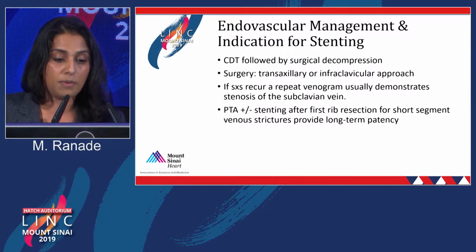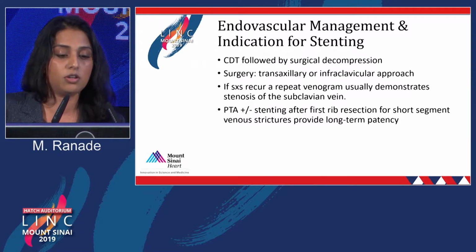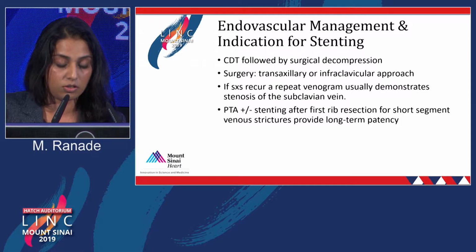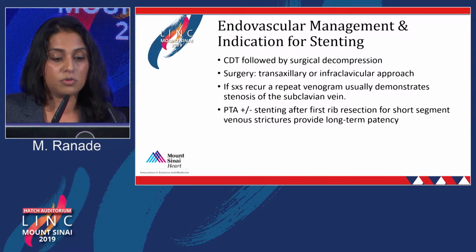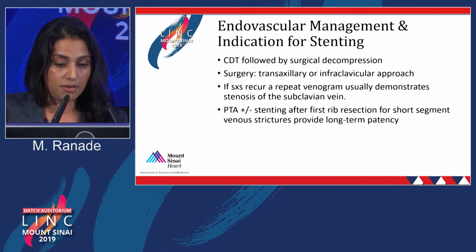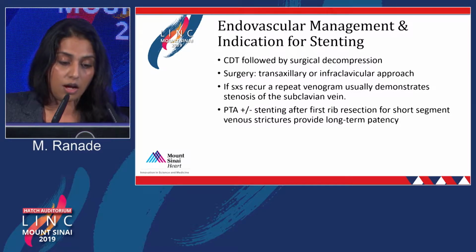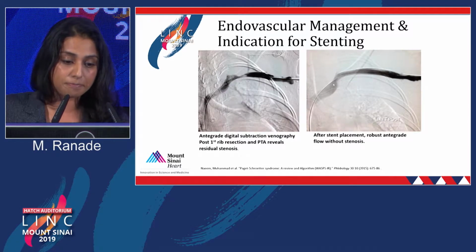What type of surgery the patient gets is important for interventionalists to know, whether it's transaxillary approach or infraclavicular approach, and I'll talk about it a little later. If the symptoms recur, the patient will end up getting a repeat venogram, and if there is an area of stenosis or if there's a short segment stricture noted, then angioplasty and stenting may be indicated, and it does provide long-term patency of that segment. As you can see here in these images, you can see venography done post first rib resection.